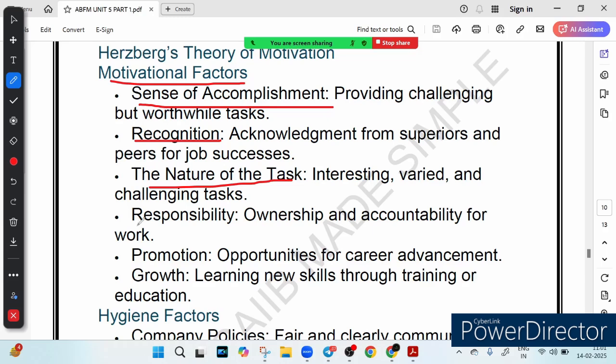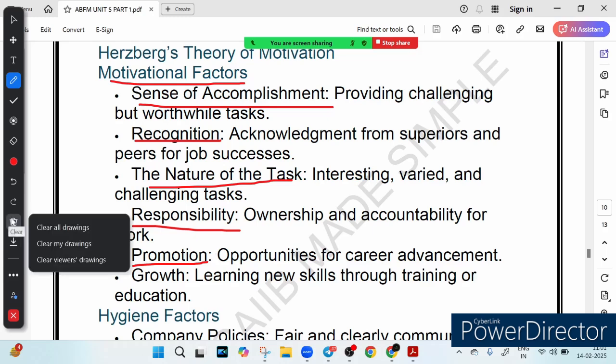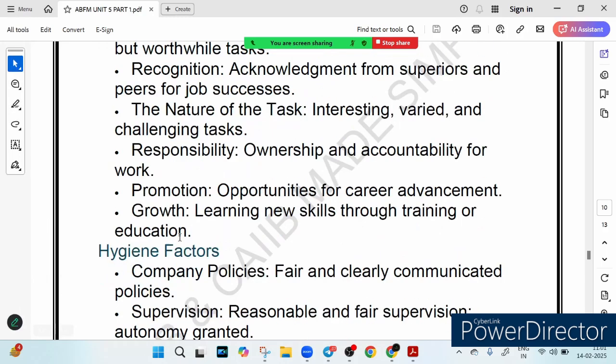And then we have something called responsibility. When trusted with important work, we feel empowered. And then we have promotion. Promotion and growth is another aspect. Climbing the career ladder keeps us motivated to perform better. So when these factors are present, people love their job: sense of accomplishment, recognition, nature of the task, responsibility, promotion, growth. So these are the first factor, the motivational factors.